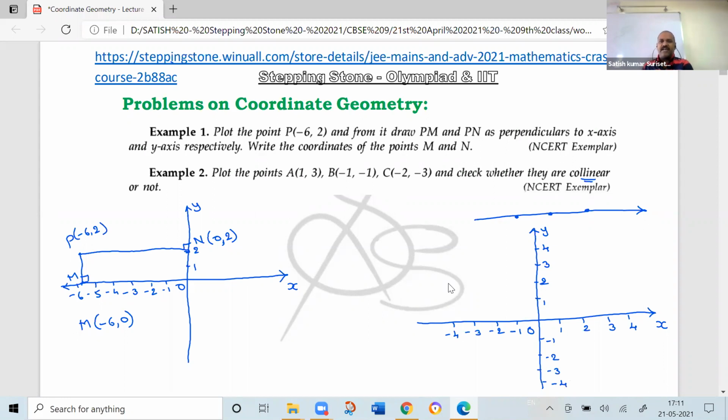Now, A(1, 3). Tell me, A lies in which quadrant? First quadrant. So 1 unit and 3 units. So this is A. Put a dot and then draw a circle. Next, B(-1, -1). Where does it lie? Third quadrant. Good. Next, C(-2, -3). Where does it lie? Third quadrant.